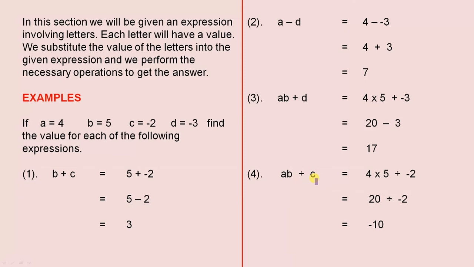AB divided by C. That's 4 times 5 divided by negative 2. That's 20. 20 divided by minus 2, or negative 2, is minus 10.